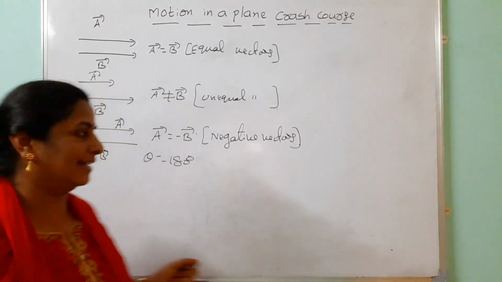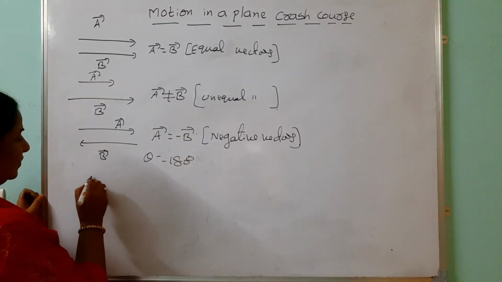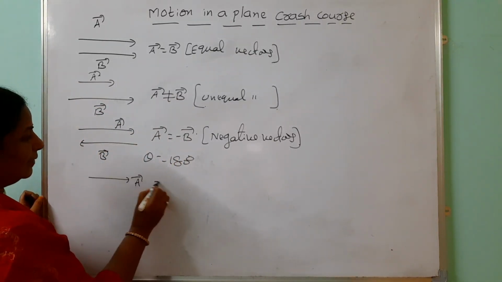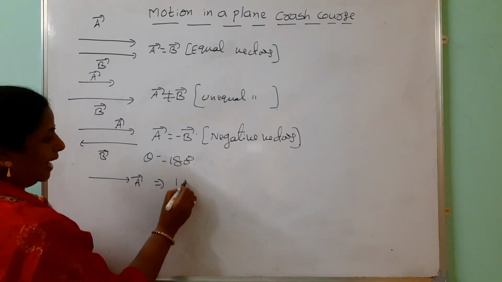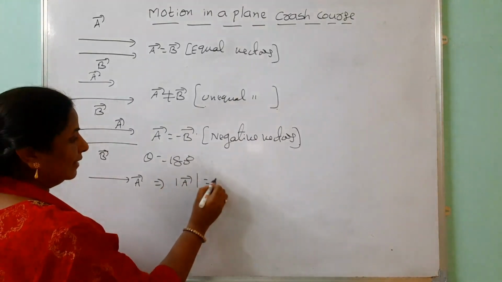Then there are unit vectors. What are unit vectors? See, you are taking a single vector, and its magnitude is represented as mod of A bar equals 1.